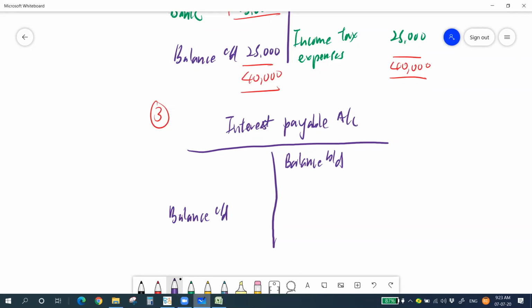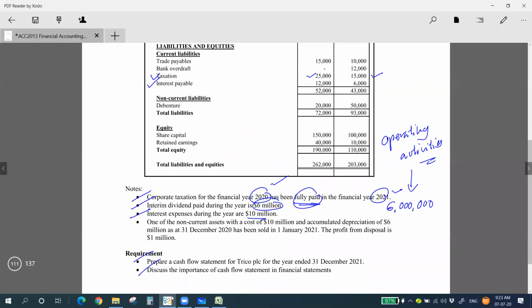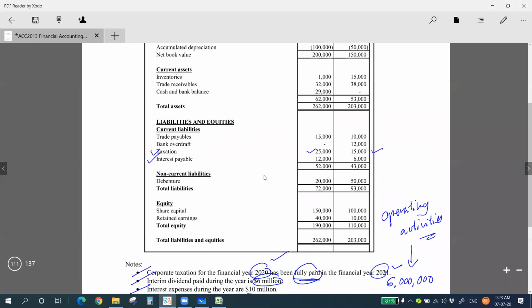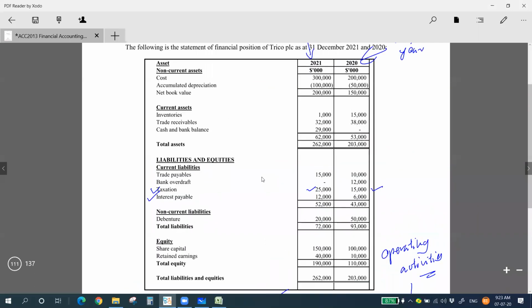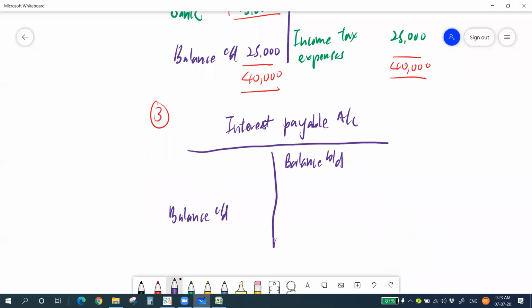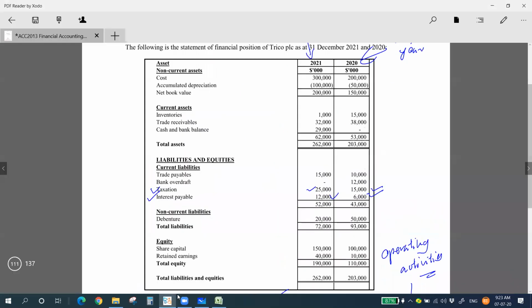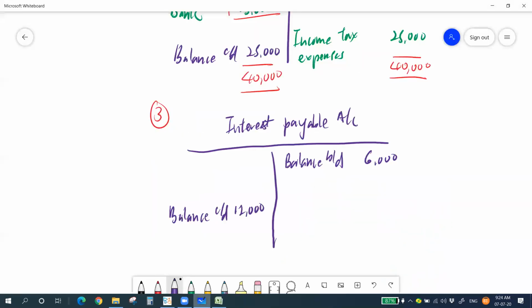So we take a look inside your interest payable account. 6,000 is the 2020 amount, 12,000 is the 2021 amount. So first we record the opening and closing balances.